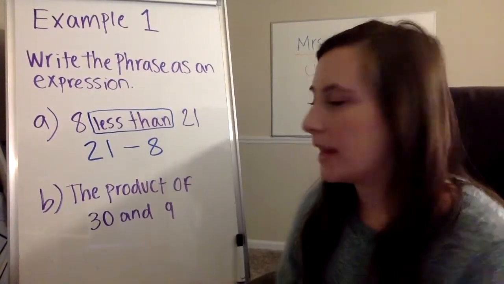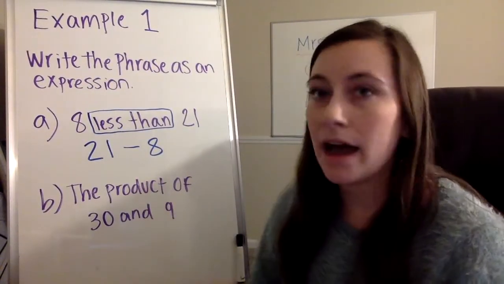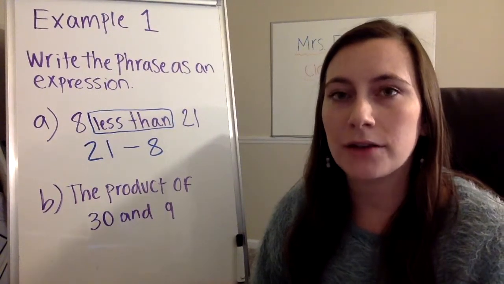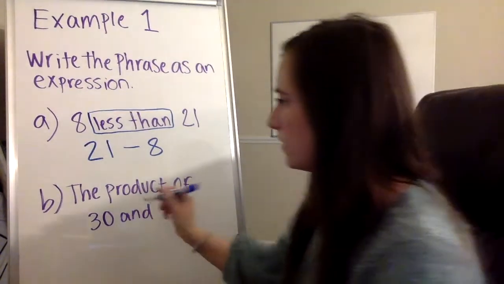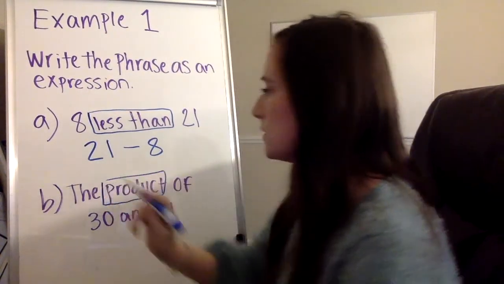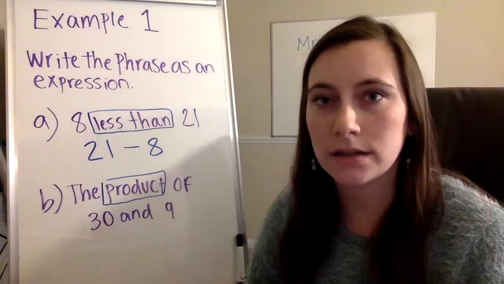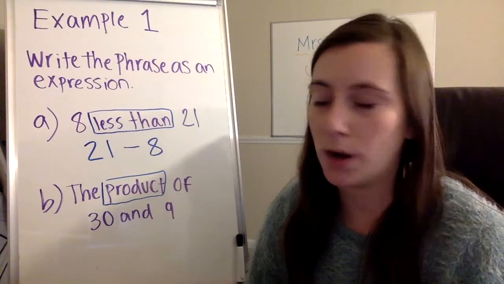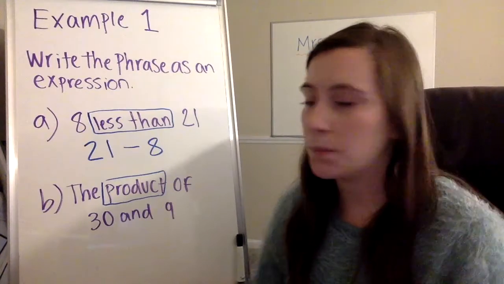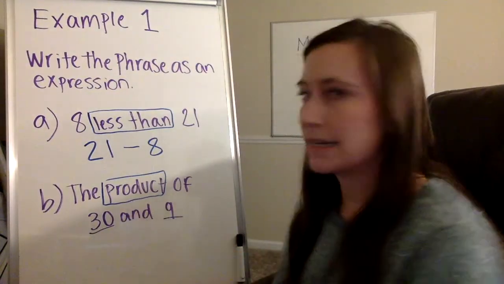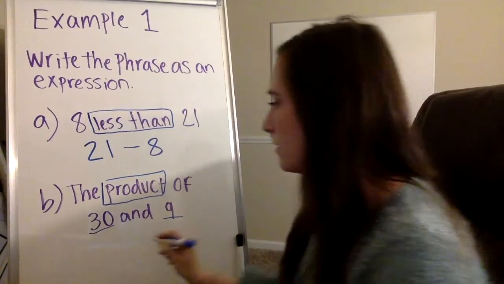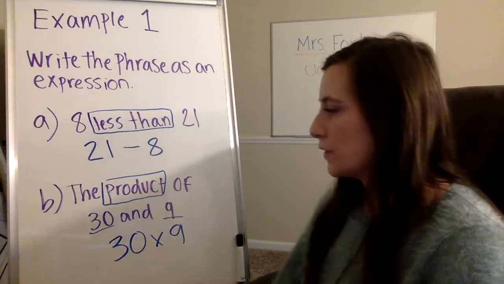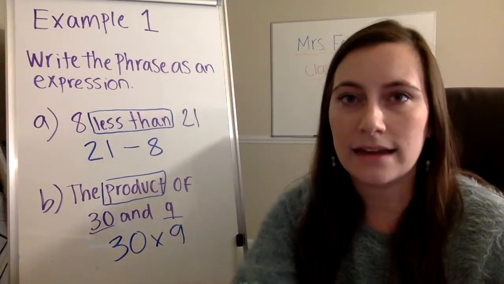Now, for my second example here, the product of 30 and 9, again, we have to identify what is the key word here to correspond the correct operation. And hopefully, you guys with your teacher have been talking about this word product, and we should know at this point that product is the answer to a multiplication problem. So that means I'm going to have to multiply 30 and 9 together to rewrite this expression. 30 times 9. So the product of 30 and 9 would look like that as an expression when I rewrite.